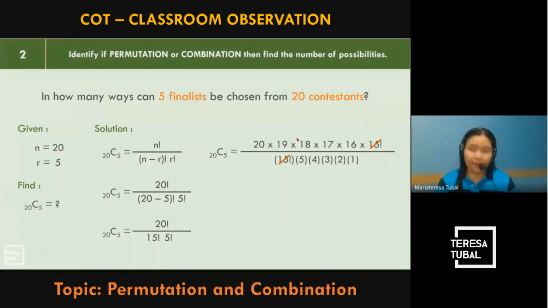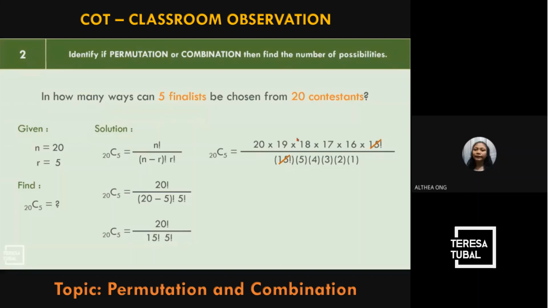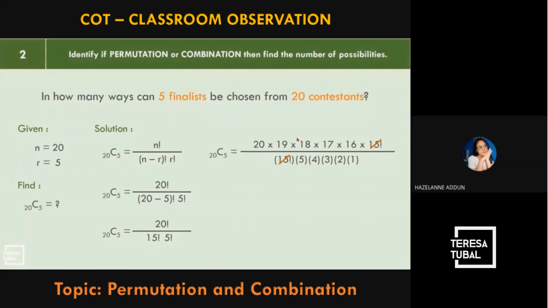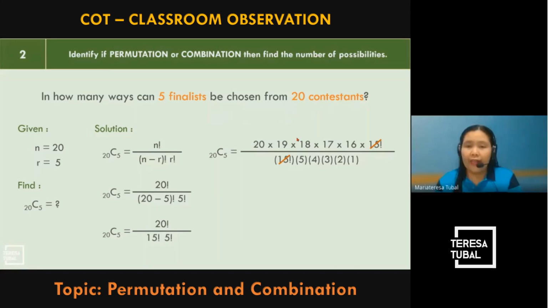Althea? 15,504. Okay. So sabi ni Althea, 15,504. Let us see if we will get the lowest term. Alin ba yung pwede nating i-lowest term, maliban sa multiplying all the numerator divided by the denominator? Yung 5 times 4 po. Okay, correct. So sabi niya 5 and 4, that is exactly 20, so cancel na po yung 20.